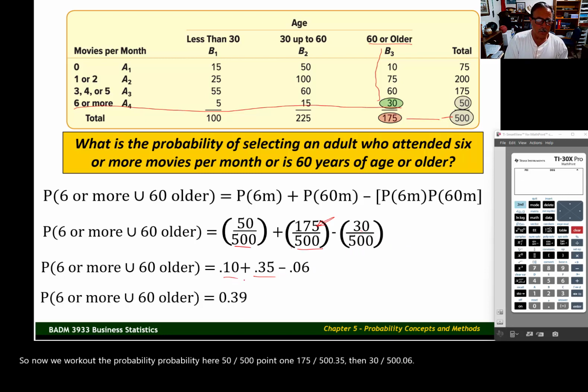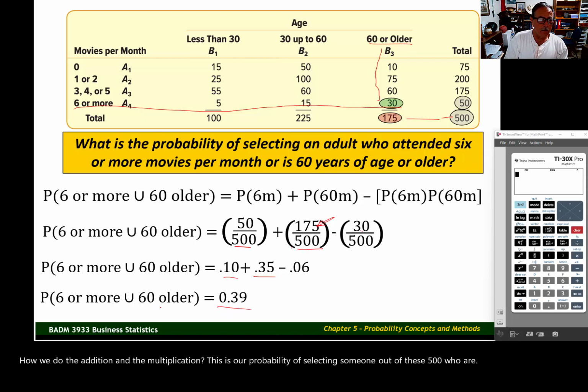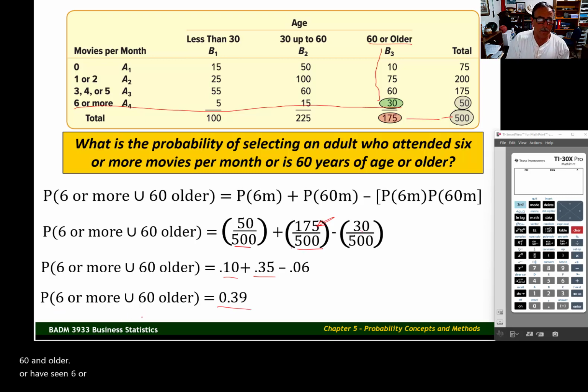Now we do the addition and the subtraction. This is our probability of selecting someone out of these 500 who are 60 and older or have seen 6 or more movies in the previous month.